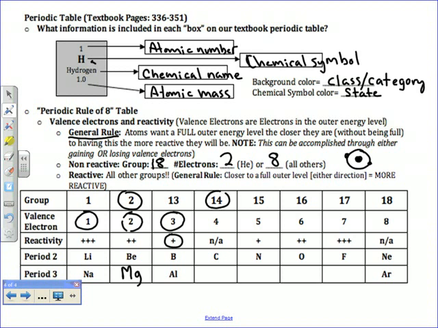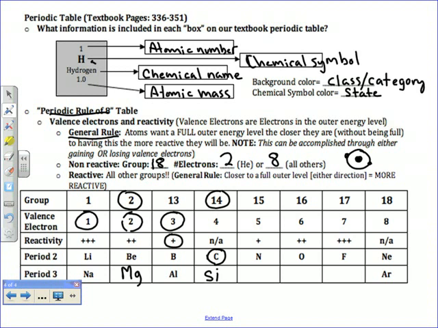Group number 14, they have 4 valence electrons. And a really good example of this is carbon, which is found in period 2. And remember, periods go from left to right on the periodic table. And then just below that is silicon. Now, these are non-reactive for the most part, and the reason why is they either have to gain or lose 4 valence electrons to follow the periodic rule of 8.